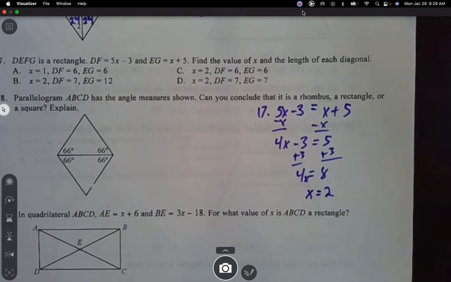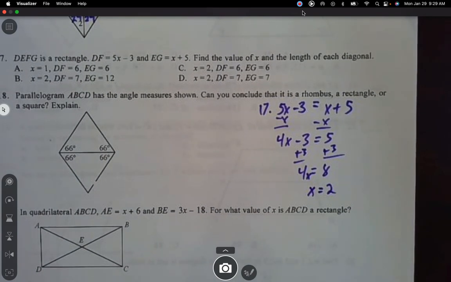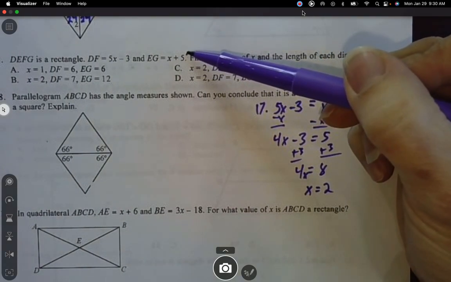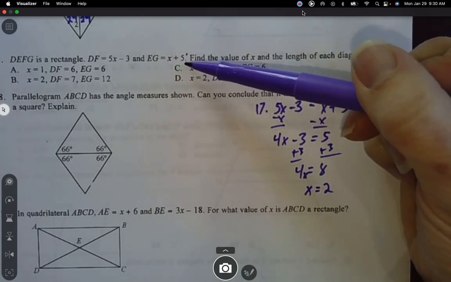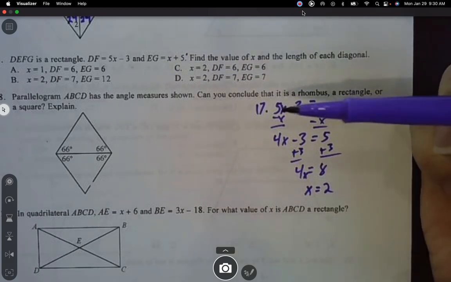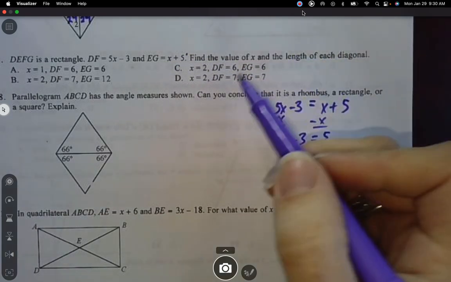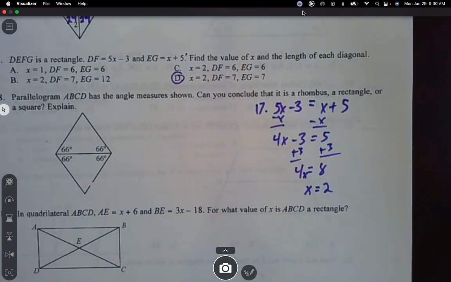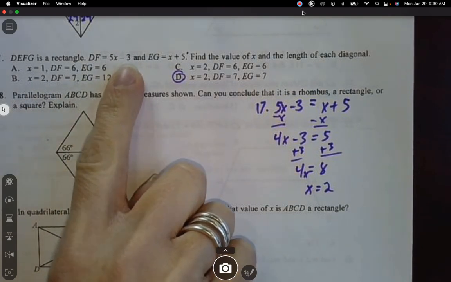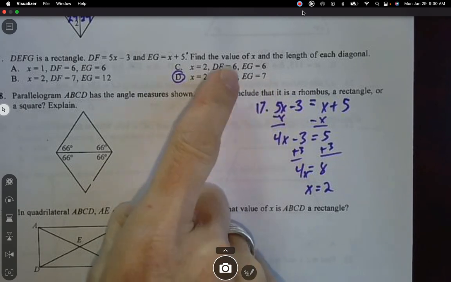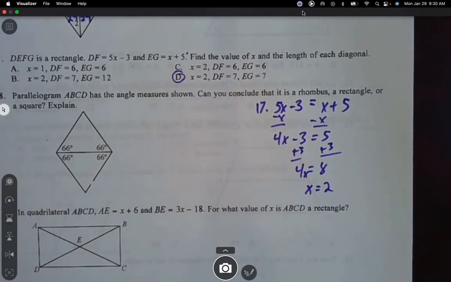So notice, what do they want? They want us to go back and plug it in and solve for the side. So instead of x plus 5, what do I write? What is x? 2 plus 5. So what's 2 plus 5? 7. And remember, they're equal. So it's got to be D. Or you can plug it in right here. 5 times 2 minus 3 is also 7. So you get this one 7, this one 7. X is 2.